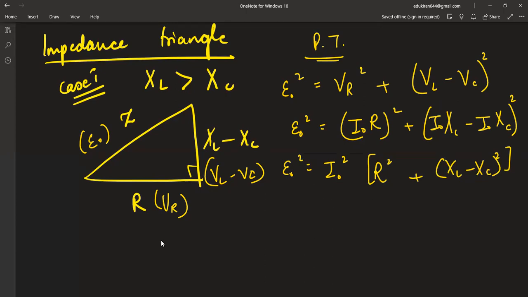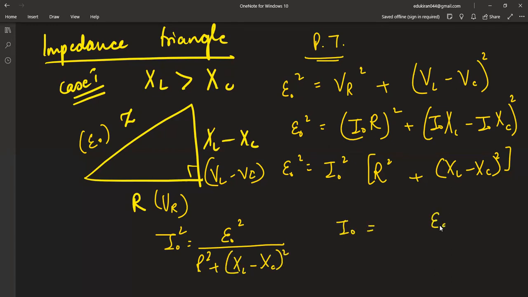Now class, I naught square will be equal to E naught square divided by this term. I naught square is getting multiplied here, so if I want to find the value of I naught square, I'll have to divide by this. So this will be R square plus XL minus XC whole square. From here, I naught is equal to E naught divided by under root R square plus XL minus XC whole square.